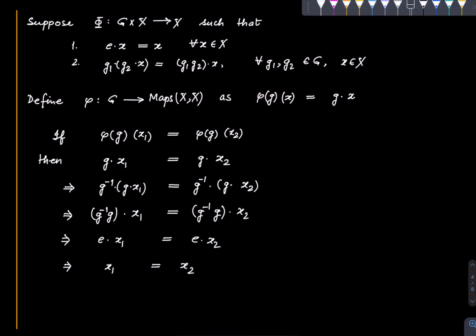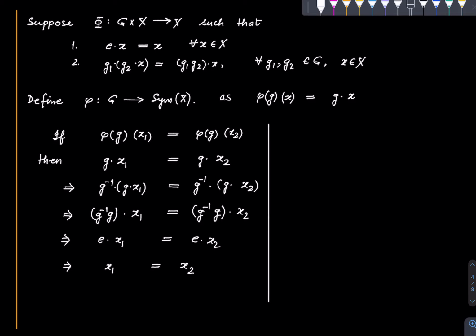And I leave as an exercise for you to show that phi g is also surjective. If you assume that X is finite, then of course injectivity of phi g implies the surjectivity of phi g. But in general, it does not. So surjectivity of phi g I leave as an exercise. And therefore, we indeed have a map from G to Sym X.